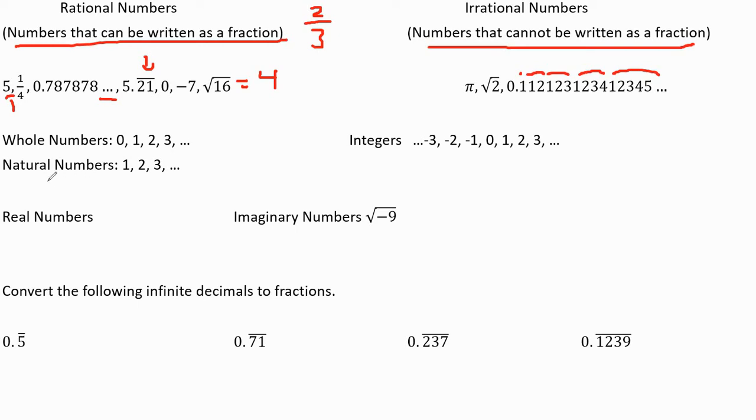Whole numbers are 0, 1, 2, 3, 4, 5, 6, goes on forever like that. Your natural numbers, if I asked you, hey, count to 10, you would start with 1, 2, 3, 4, 5, 6, 7, 8, 9, 10. You start with 1 and you're going up by 1. That's why they're natural numbers.